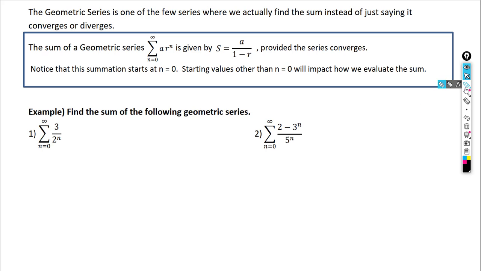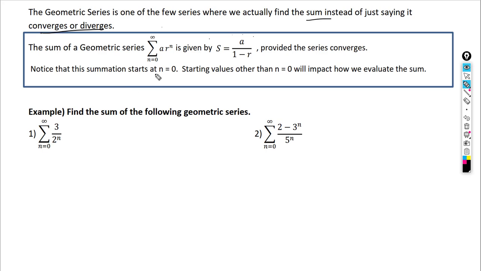The geometric series is one of the few series where we can actually find the sum instead of just saying it converges or diverges. So the sum of the geometric series, this is something you've got to know, a times r to the n, is given by s equals a over 1 minus r, provided it converges. So if the series converges, we can find the value that it converges to. If the series diverges, then obviously we don't need to do this, and don't worry about it.